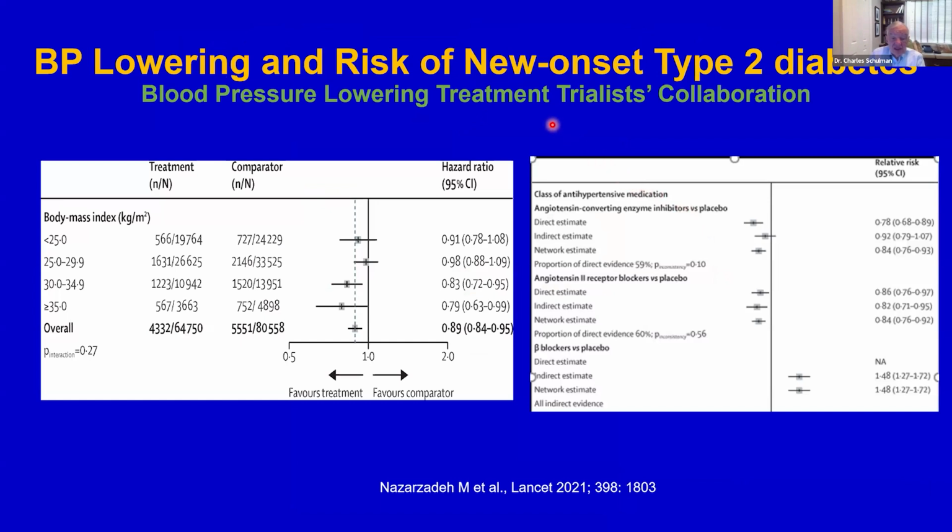One thing I found interesting in putting this talk together is that blood pressure lowering can lower the risk of new onset type 2 diabetes. There's a recent article from the Blood Pressure Lowering Treatment Trialists collaboration, and found that treatment of blood pressure resulted in a lower risk of new onset type 2 diabetes, especially for ACE inhibitors versus placebo, ARBs versus placebo, but not for beta blockers.